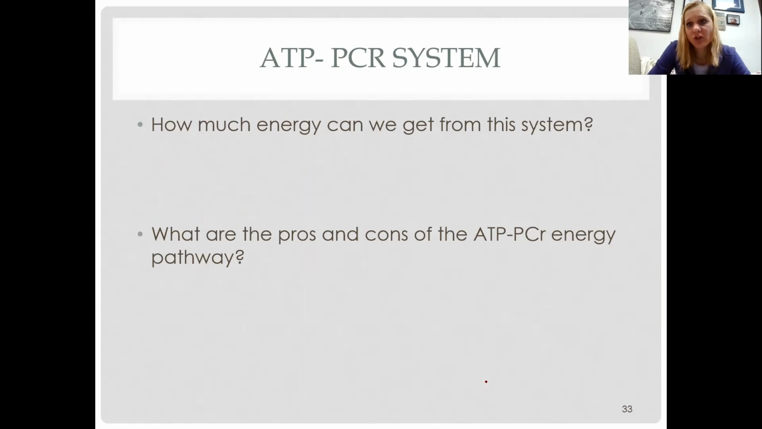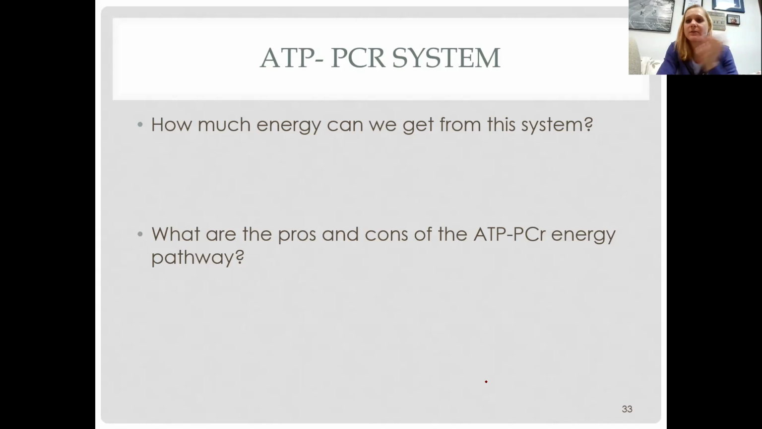Okay, so how much energy can we get from this system? Again, I would say this system maxes out between 10 to 12 seconds, depending on the training status of the individual. We can upregulate that phosphocreatine level naturally without the use of supplements, and that might allow us to get to that 12-second mark. Or I can utilize a supplement, which would also help me to get to that particular point. So how much energy? Again, it ranges from 10 to 12 seconds, depending on the fitness status of that individual.